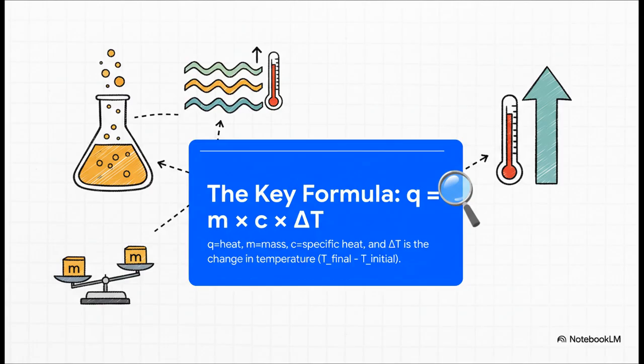And to get it, you just multiply the mass of your substance, that's M, by its specific heat capacity, C, and then by the change in temperature you measured, delta T. This little equation is basically the engine that drives all of calorimetry.